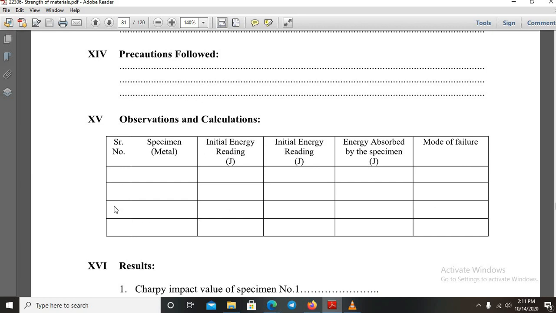Okay, so third specimen, our third specimen is of aluminium. So in this cell, या ठिकाणी तुम्ही काय लिहिणार? You will write here aluminium. The initial energy will be same. It will be 136 joule.